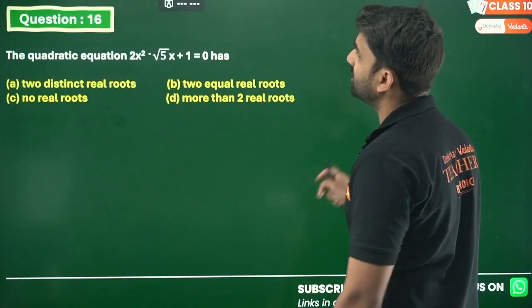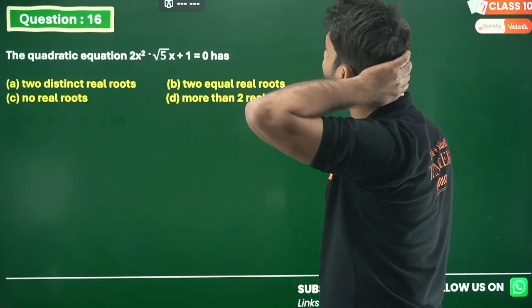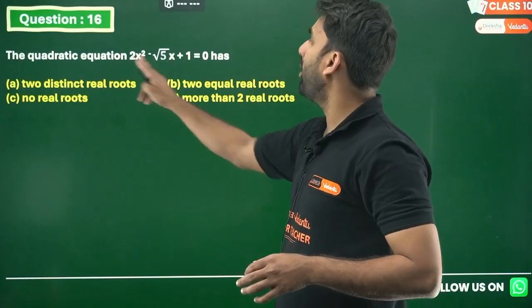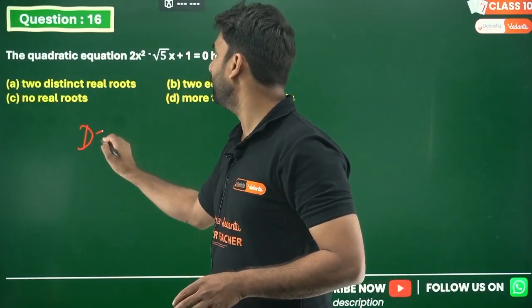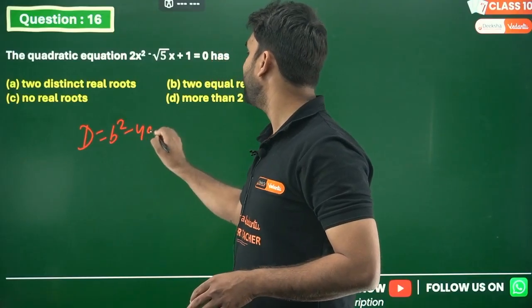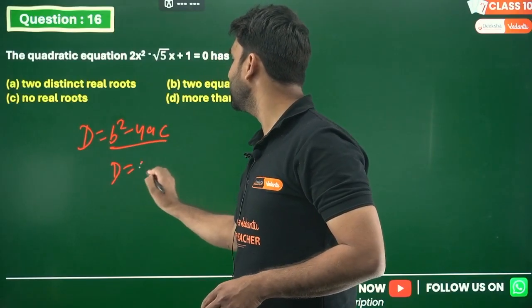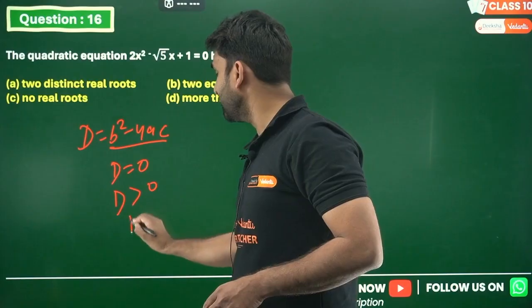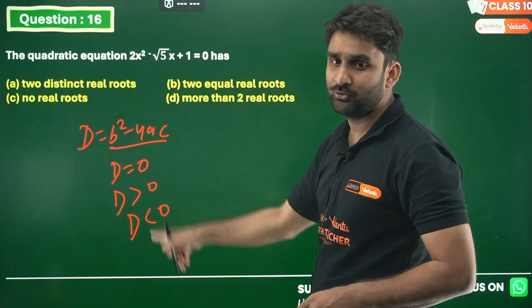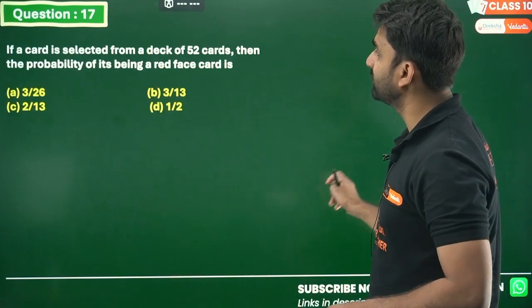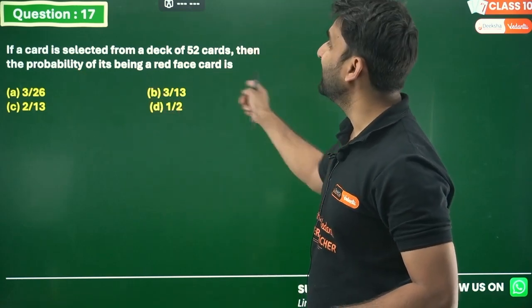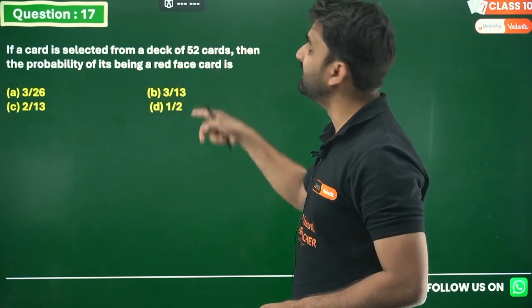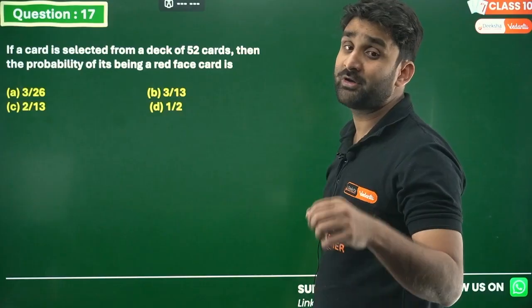Now next question, question number 16. The quadratic equation has nature of roots. So options for nature of roots are there and a quadratic equation is given to you. You have to find the discriminant and check whether the discriminant is equal to 0, greater than 0 or less than 0. By using this, we can find out the nature of roots. Question number 17. If a card is selected from a deck of 52 cards, then the probability of it being a red face card. What will be the probability of a red face card?